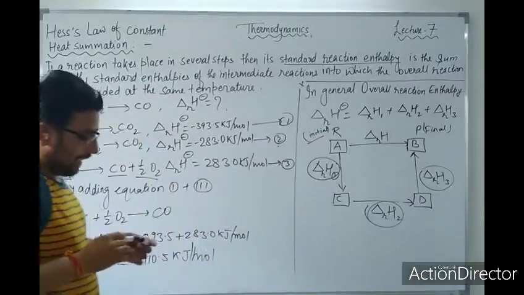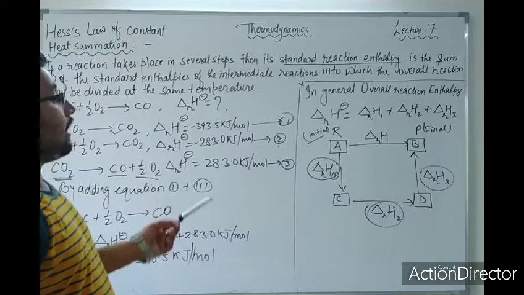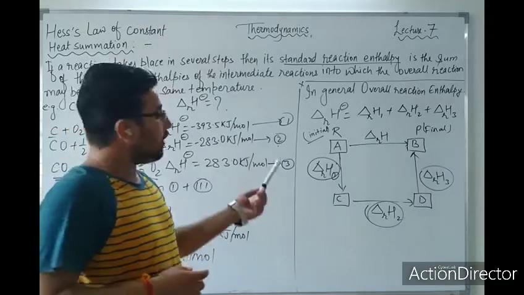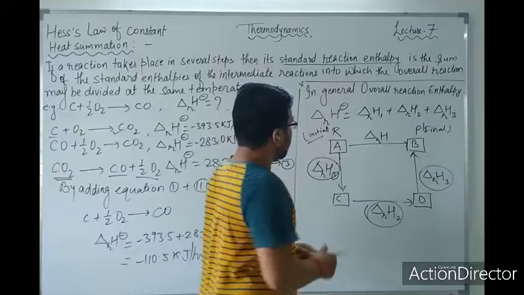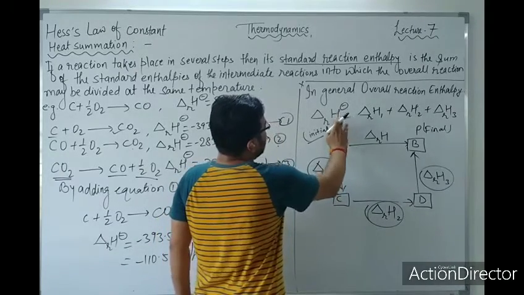And here delta HR means rate of enthalpy of reaction A to B. You can see in this general overall reaction enthalpy. We have done what will be the overall reaction enthalpy here. So overall enthalpy reaction delta HR is equal to here. So delta HR is already given.